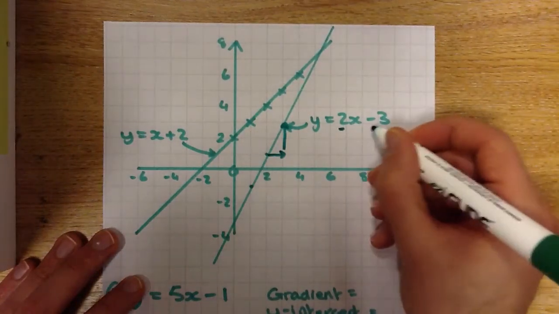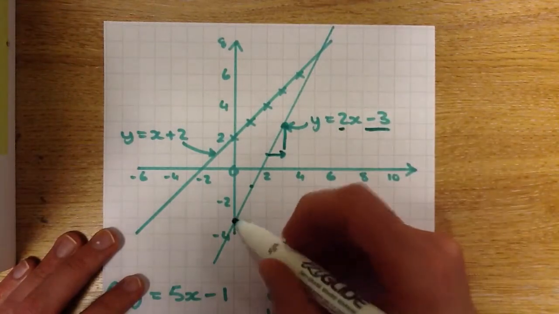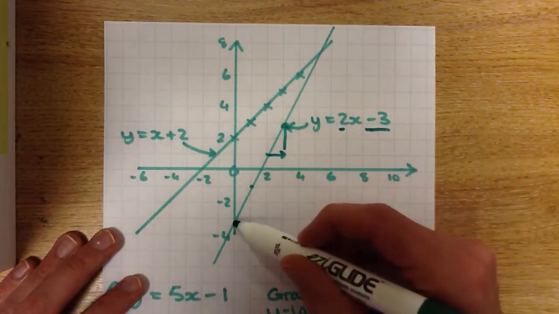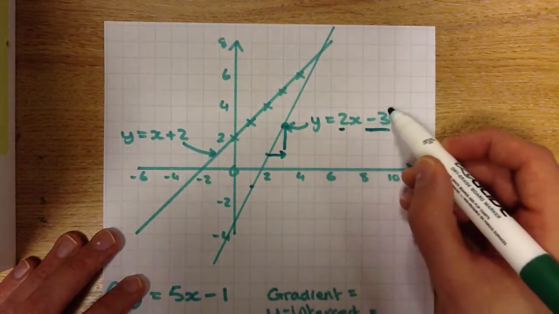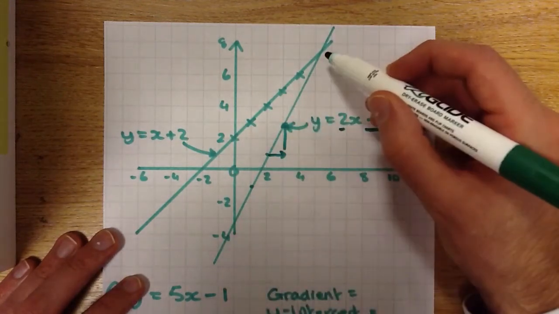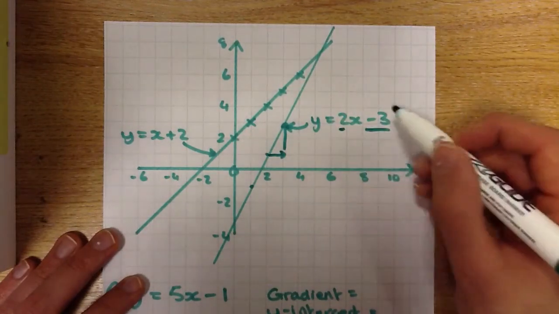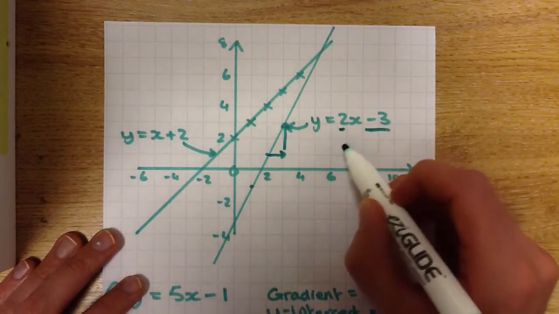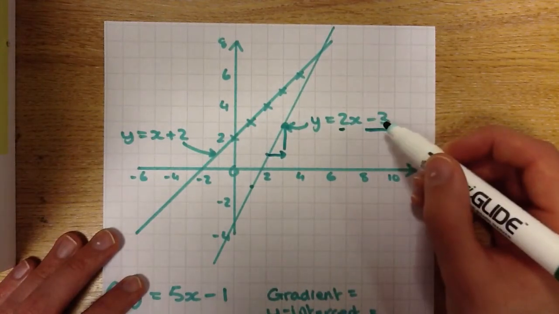And then minus 3 gives me the y-intercept, which is where my graph intercepts, crosses, the y-axis, which is here at minus 3. So I wouldn't need to draw this graph to know what the gradient and the y-intercept would be. I could just look at the equation. I know from the coefficient of x that the gradient is 2 and the y-intercept is minus 3.